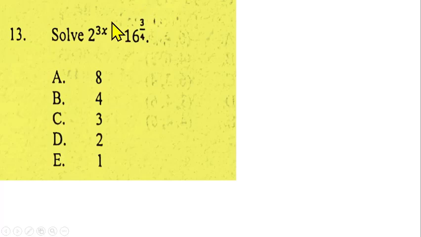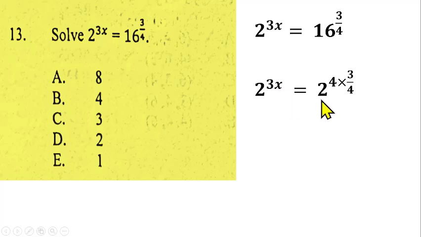Question number 13 is from indices. You have to solve 2 raised to power 3s equals 16 raised to power 3 over 4. So it's very simple as well. All you need to do is to change the 16 to an index to make the base equal. So 2 raised to power 4 will give us 16. So we have 2 raised to power 3s equals 2 raised to power 4 multiplied by the power, because we know that in the law of indices, the powers will multiply themselves.